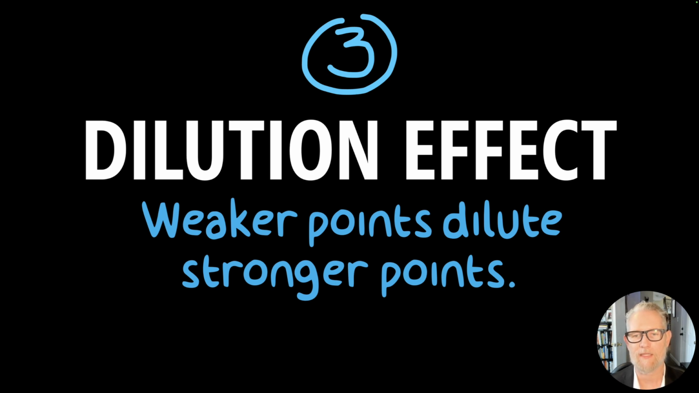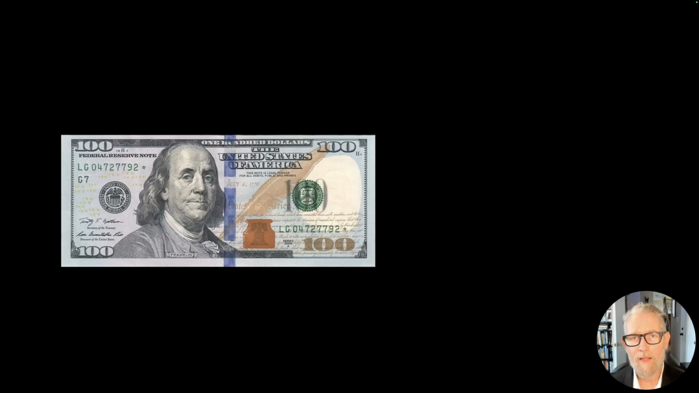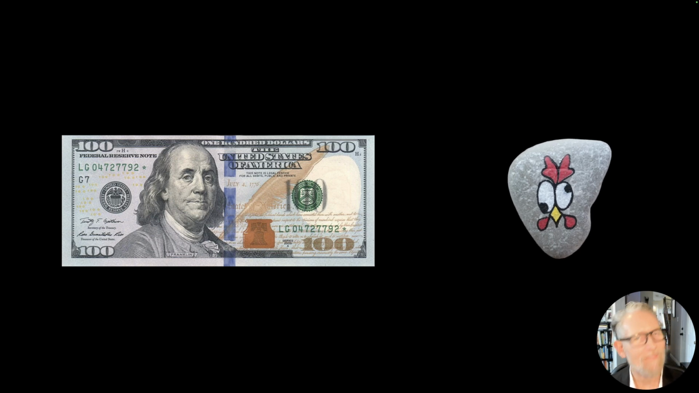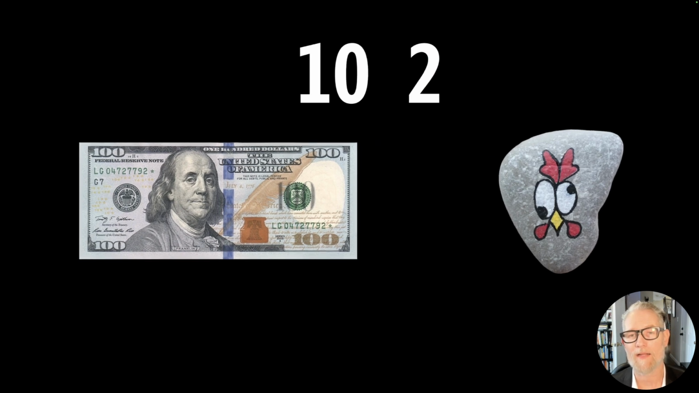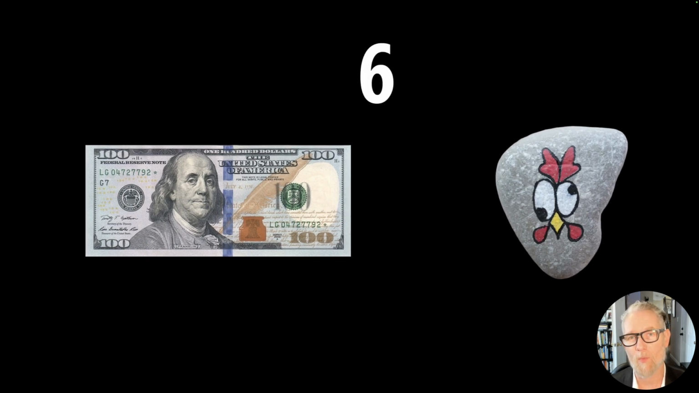Basically what that means is weaker points dilute stronger points. So if I was trying to get a high five from you and I'd say, hey, I'll give you $100 and a painted rock if you give me a high five. Now, the brain automatically does this. It looks at the relative value of these. So on a scale from 1 to 10, 10 being the most valuable to us, we're going to ascribe a 10 to the $100 and maybe a 2 to the painted rock. So when our brain does this automatically, it also automatically averages the 2 and devalues the $100.